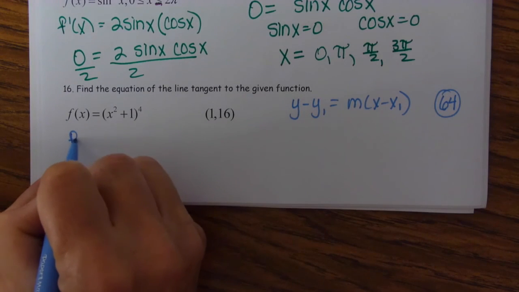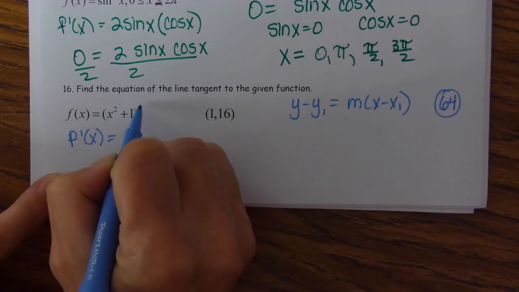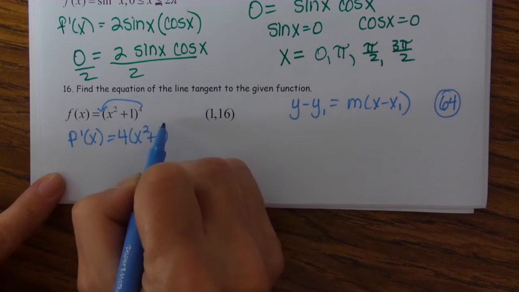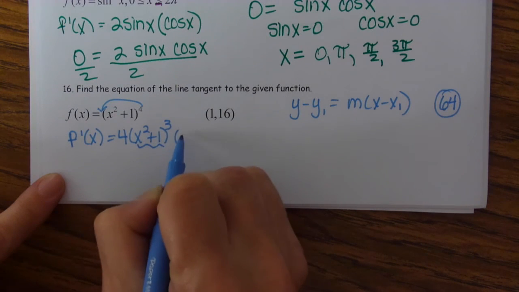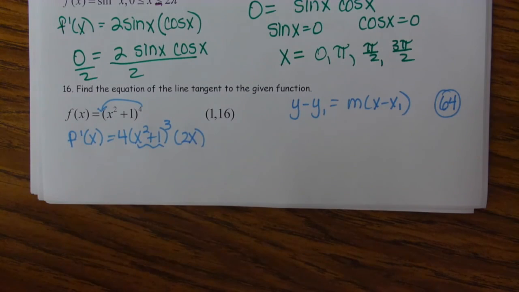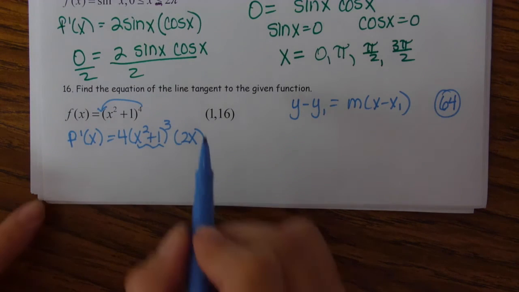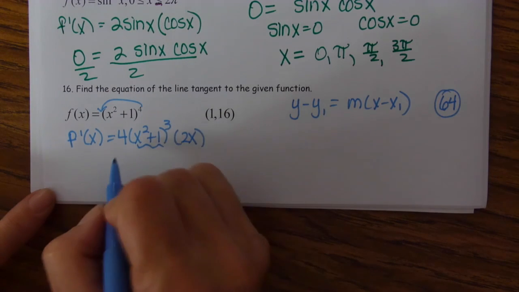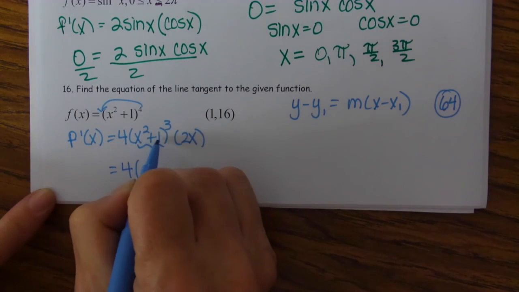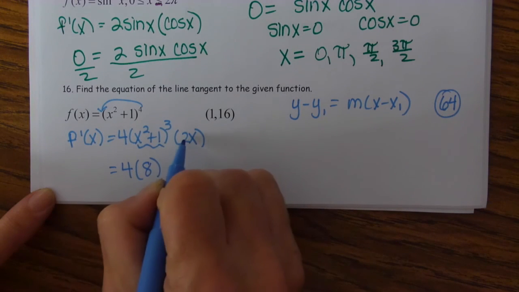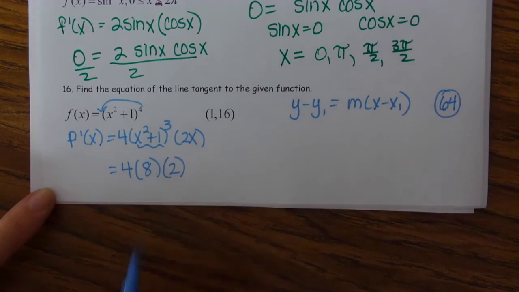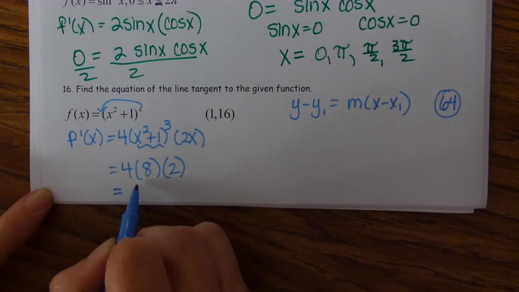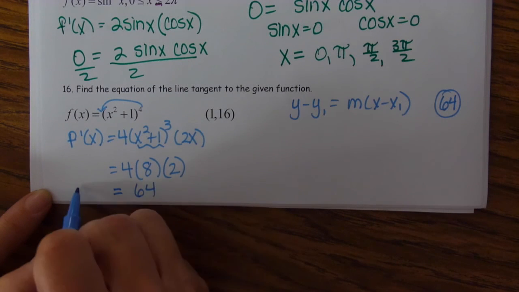So we are going to say the derivative is, we bring 4 to the front, go down by a power. Now take the derivative of the inside, which is 2x, right? So this is the derivative. Now what are we going to plug in? 1. So that's 4 times 1 plus 1 is 2, cubed is 8. 1 times 2 is 2. So now what's 4 times 8 times 2? So that's 32, that's 64. So that's our slope.